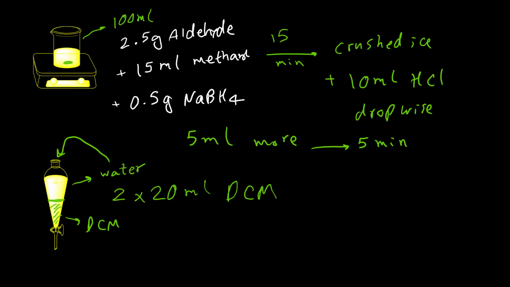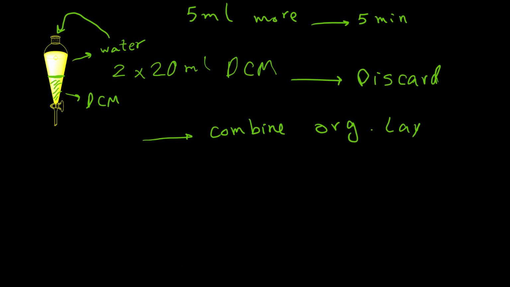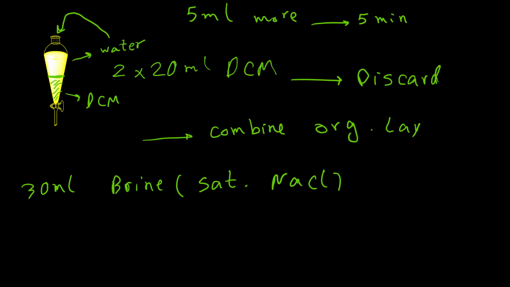After extraction 2 times with DCM, we discard the aqueous solution. We don't need it anymore. And then we combine the organic layers. So we should actually have 40 milliliter of organic layer. And then wash this organic layer with 30 milliliter brine. And we know brine is a saturated solution of sodium chloride. When I mention washing the organic layer with brine, it means we need to add brine and the organic layer inside the separatory funnel again and shake it like an extraction.